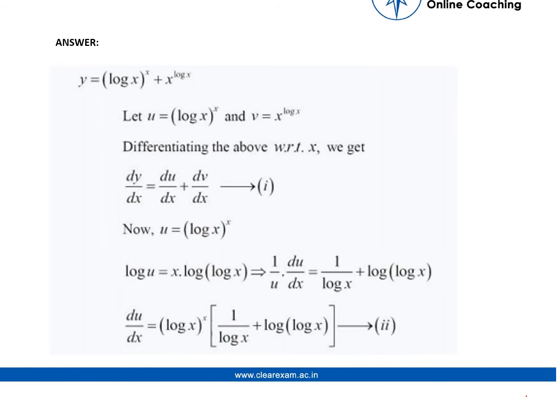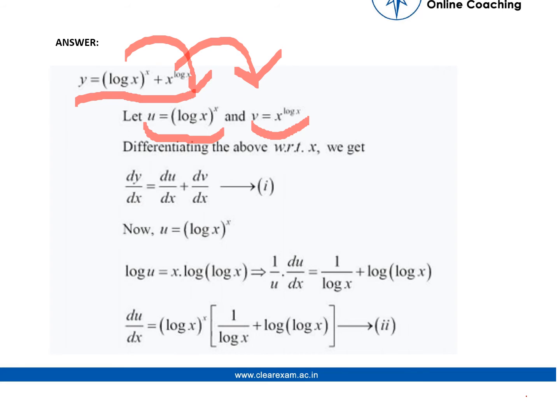Coming to the next slide, here we get our equation, which is y equals (log x)^x + x^(log x), and we take u as (log x)^x and v as x^(log x). We've just taken these from our original equation. Now if we replace that in the equation, we'll get that our y is equal to u plus v.